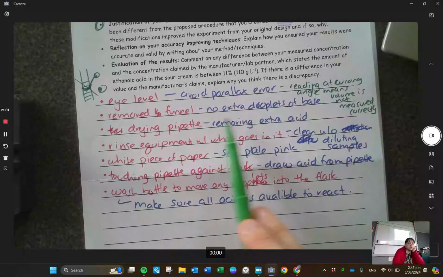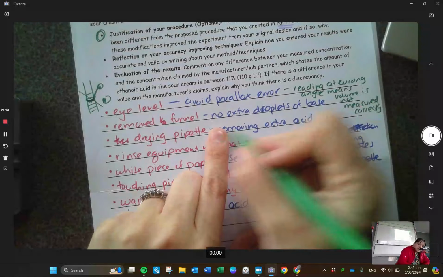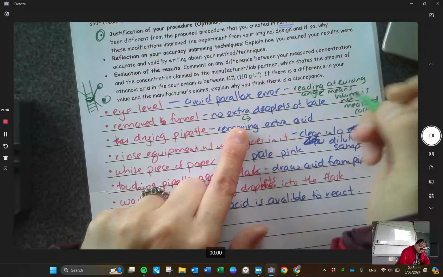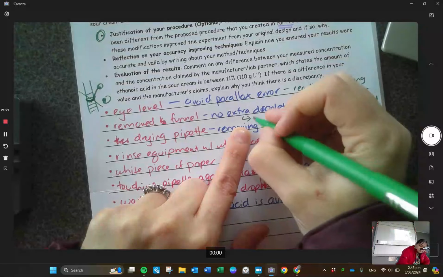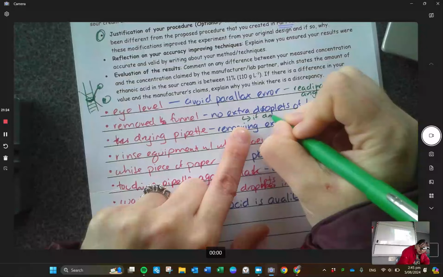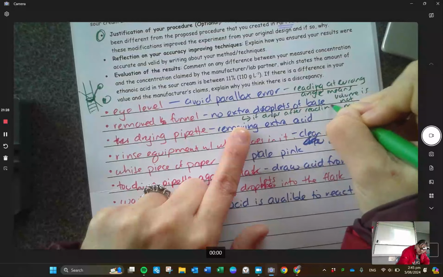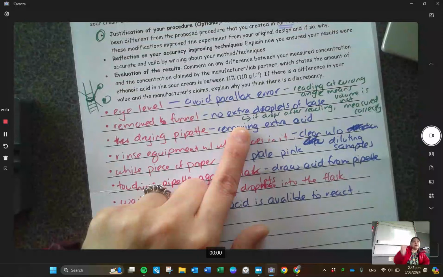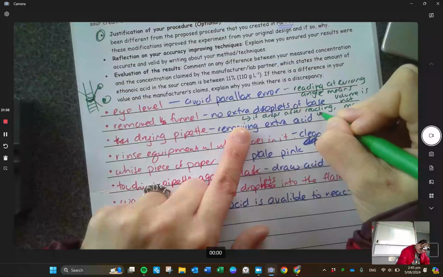All right, we're removing the funnel. There's no extra droplets of the base. So when you read it at one volume, and if a drop falls in afterwards, then you're going to misread it again. So it's all tying back to just misreading stuff. So that one there, no extra droplets. If it drops after reading, then you're going to have a higher volume. You'll miss out some of the base. Underestimate the amount of base you need.